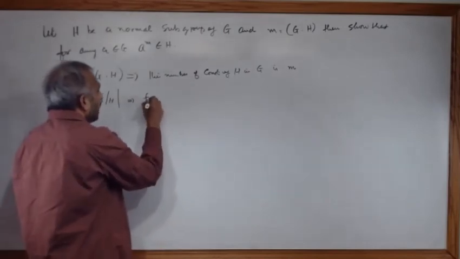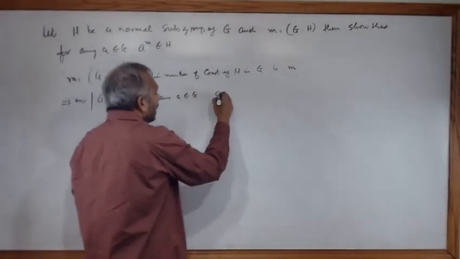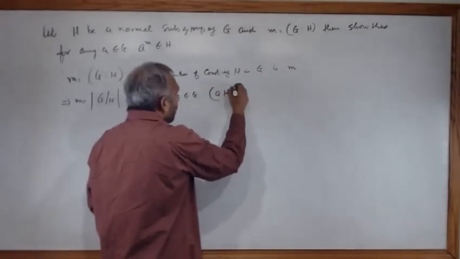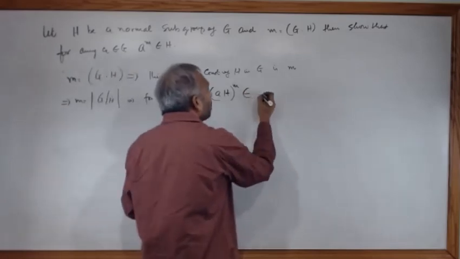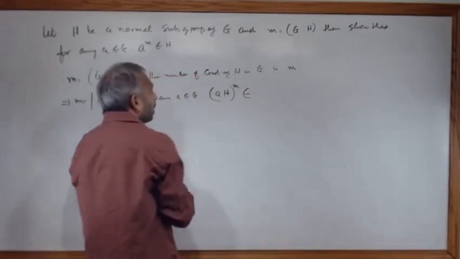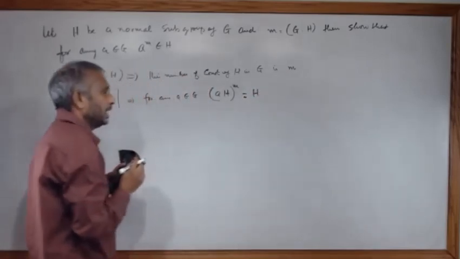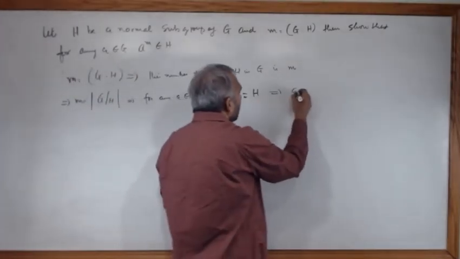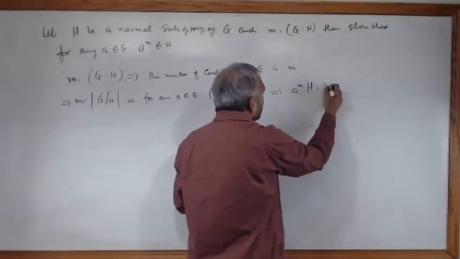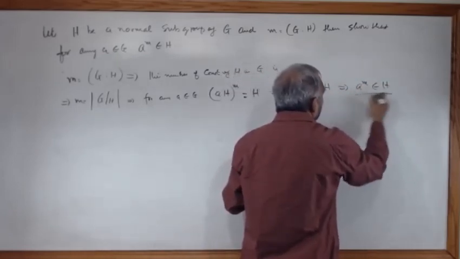This implies for any a in G, (aH) to the power of m is equal to H, the identity. And that implies a to the power of m H is equal to H, and that implies a to the power of m belongs to H.